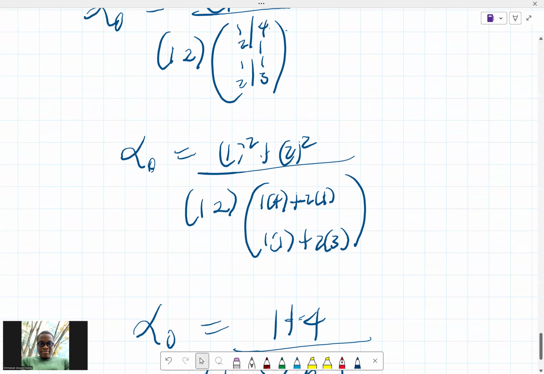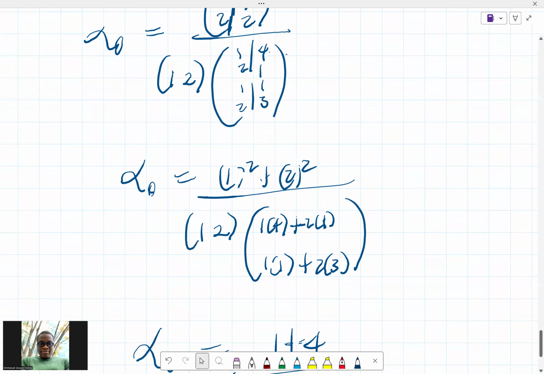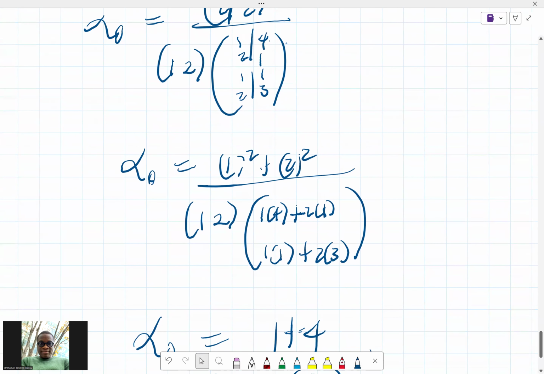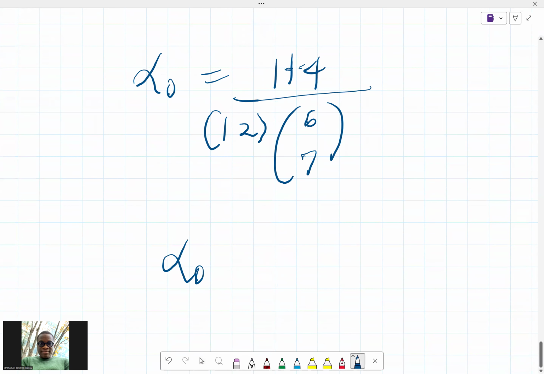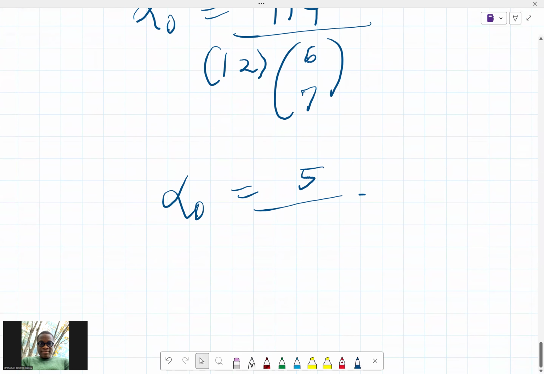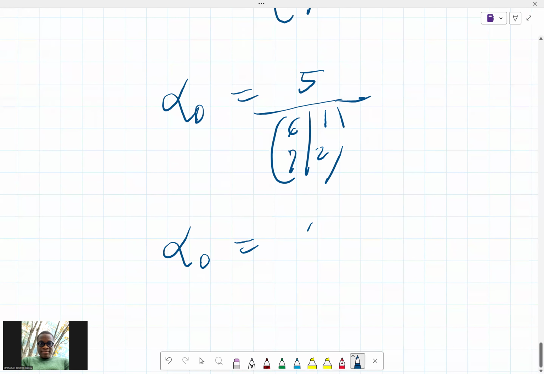So 1 times 4, 4. 2 times 1, 2. 4 plus 2, 6. Then 1 times 1, 1. 2 times 3, 6. Plus 1, 7. Yeah, that's what we have. So we have alpha naught now is equal to 1 plus 4, which is 5, all over 6, 7. Then 1, 2 like this. So alpha naught is equal to 5 all over 6 times 1, 6, 7 times 2, 14. Okay, 7 times 2 is 14.